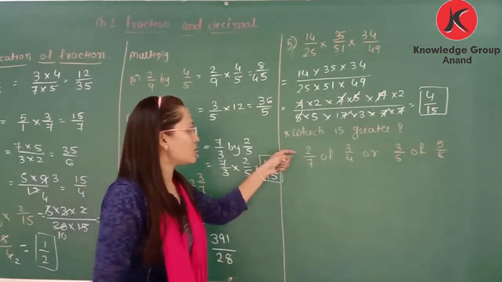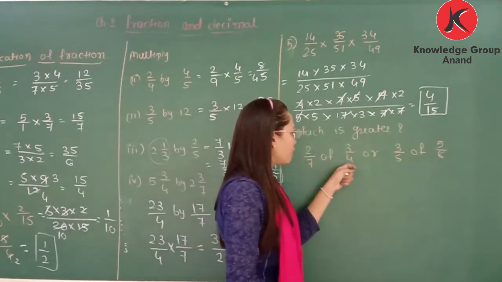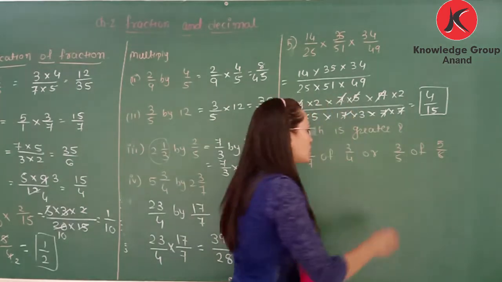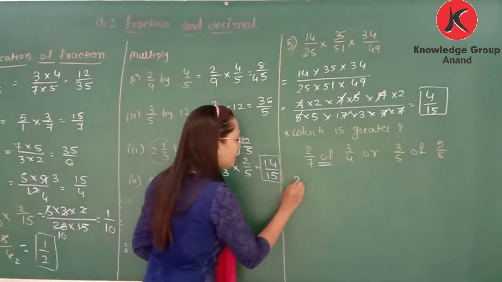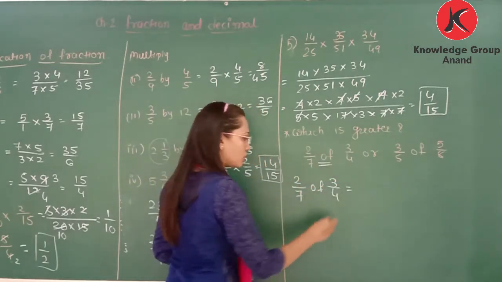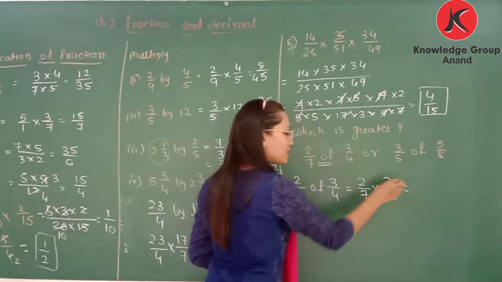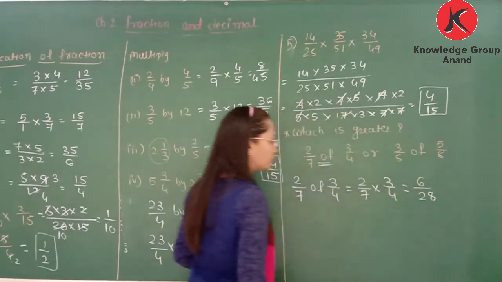Okay. Now next, which one is greater? 2 by 7 of 3 by 4 or 3 by 5 of 5 by 8. This is the operation 'of'. 'Of' means it is a multiplication. So we can find 2 by 7 of 3 by 4 first. So it is 2 by 7 multiply 3 by 4. Now multiply the numerators. 2 3s are 6, 7 4s are 28.